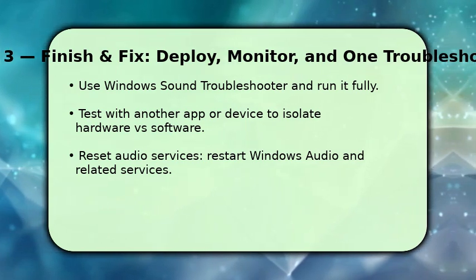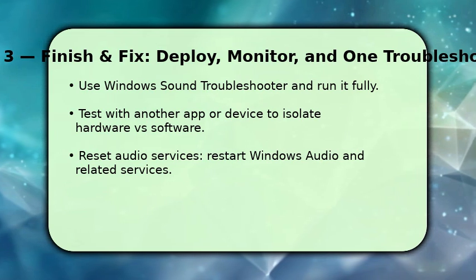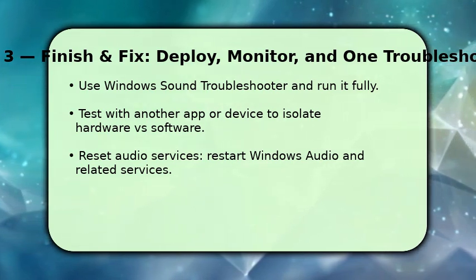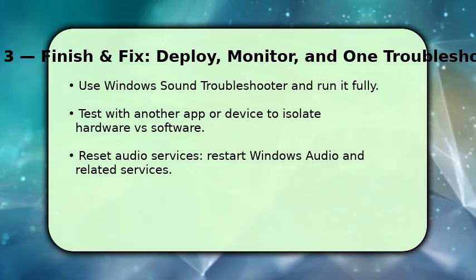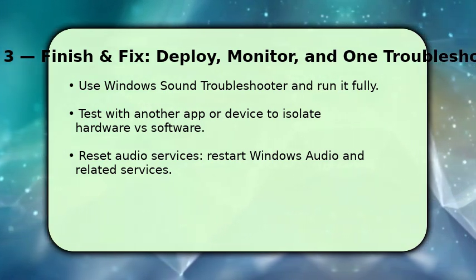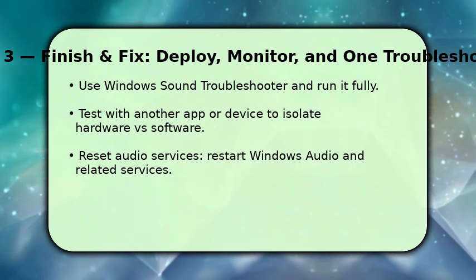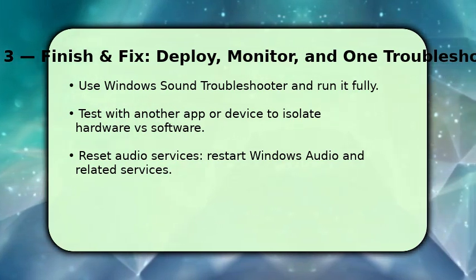Next, test the microphone in a different app or on another device to determine if the mic hardware or Windows is at fault. If still broken, open Services, restart Windows Audio and Windows Audio Endpoint Builder, and reboot. If none of this works, swap the cable or try a known good.